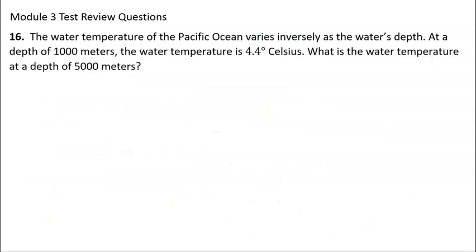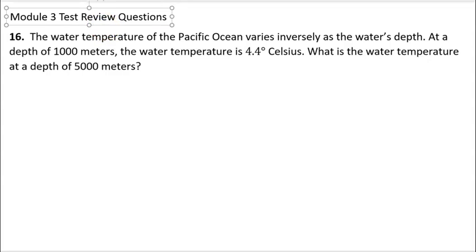All right, the water temperature of the Pacific Ocean varies inversely as the water's depth. Now notice they didn't give you any variables this time. Is that a problem? No. How about we call water temperature, what would be your favorite letter to call water temperature? You would have called it W or T, right? So I'm going to call it T to represent water temperature.